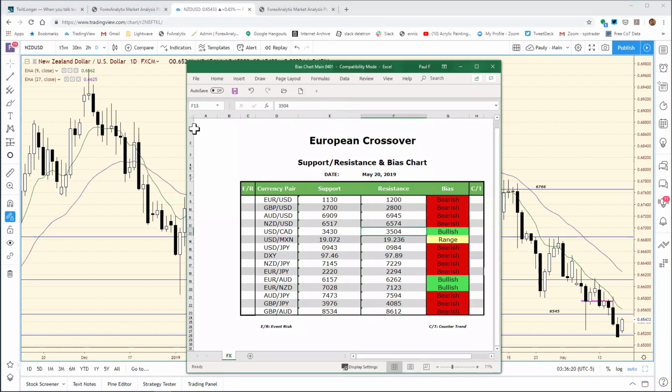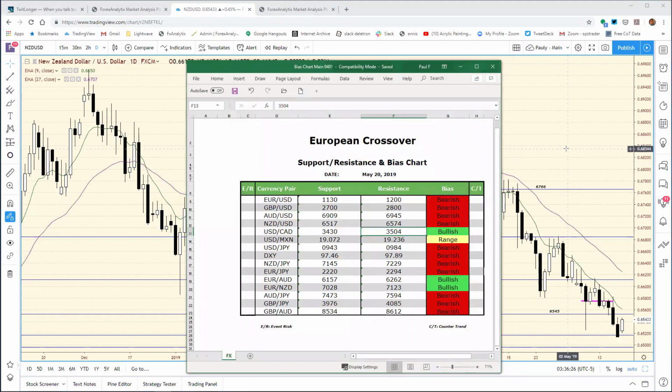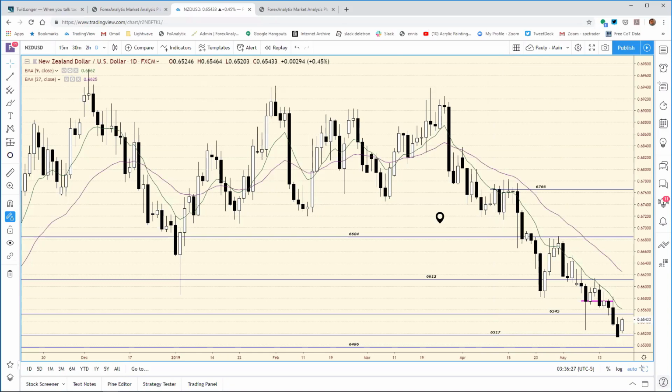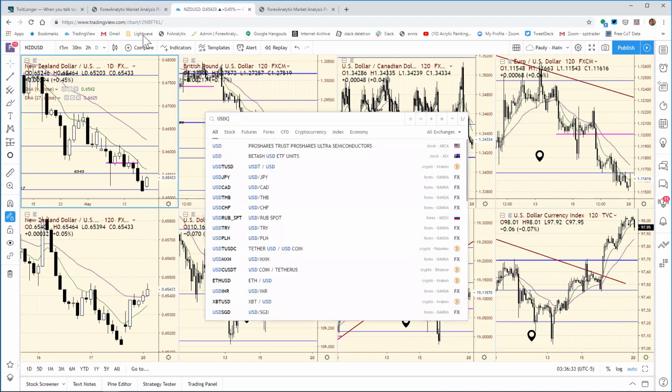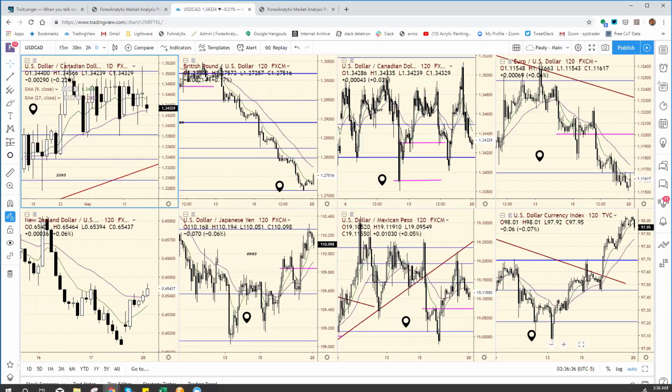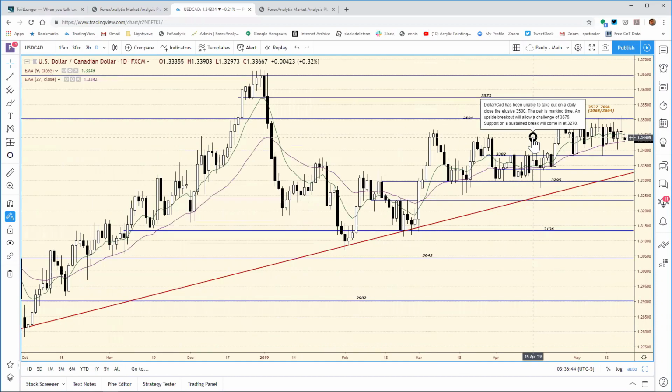And the support remains the same here. And moving on to the dollar CAD. So it says dollar CAD has been able to take out the daily close of the elusive 135 cents. The pair is marking time. An upside breakout will allow a challenge of 36.75. Support on a sustained break will come in at 32.70.